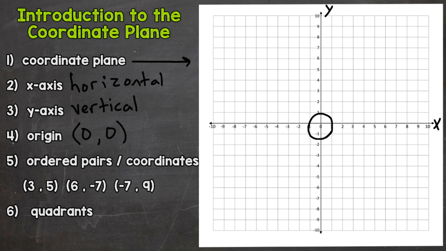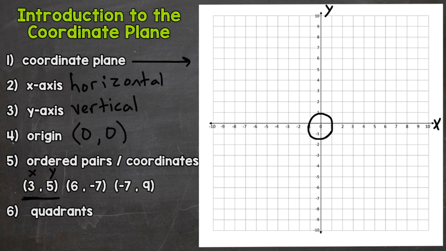So for number 5, we have ordered pairs / coordinates. Now, the 2 numbers within the parentheses, so for example, this 3 and 5, that's an ordered pair. The 3 is the x coordinate, and the 5 is the y. The x always comes first. You always go side to side and then up or down.